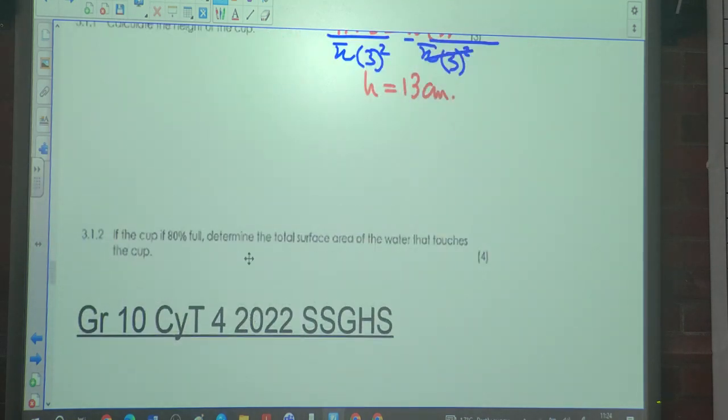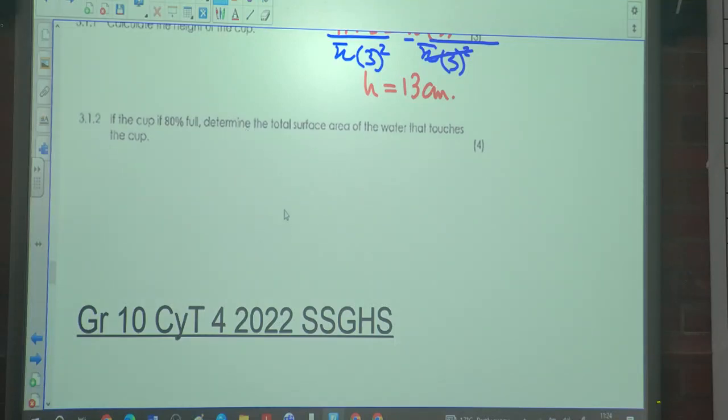Right, next. If the cup is 80% full, determine the surface area of the water that touches the cup.